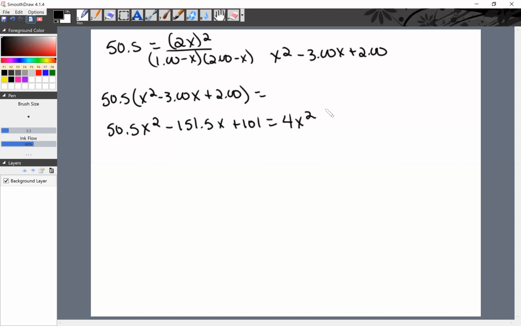Whew, I still don't have it in a form where I can use the quadratic equation. So now I'm going to combine like terms and get one side to be 0. I'm going to subtract 4x squared from both sides, and I'm going to end up with 46.5x squared minus 151.5x plus 101 is equal to 0. I am now in a form that I can use the quadratic equation.